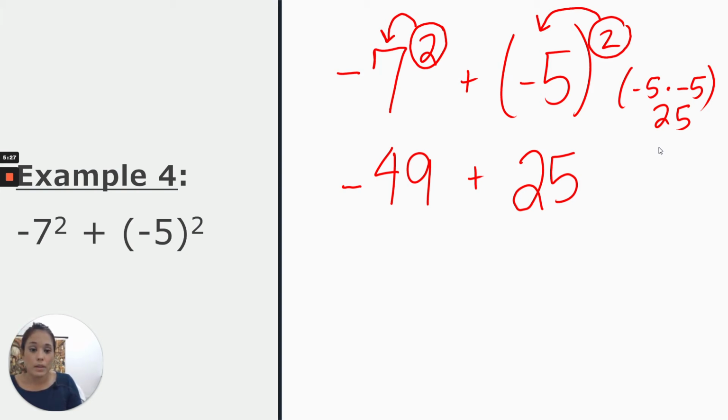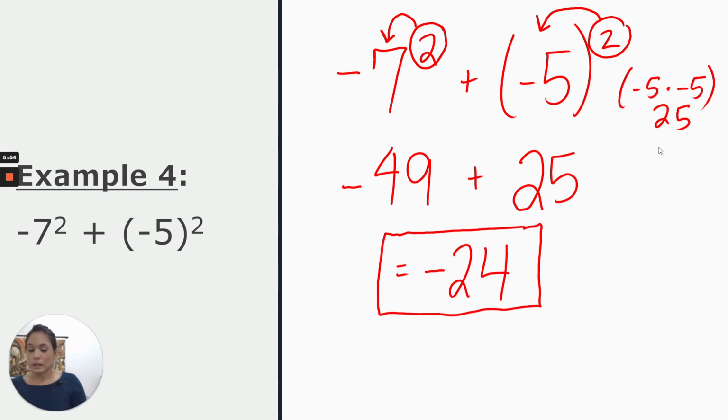So let's apply the addition rule. You take the absolute value, 49 and 25. Subtract the smaller from the larger. So 49 minus 25 is 24. And then I apply the sign of the larger number, which is negative. So my answer is -24.